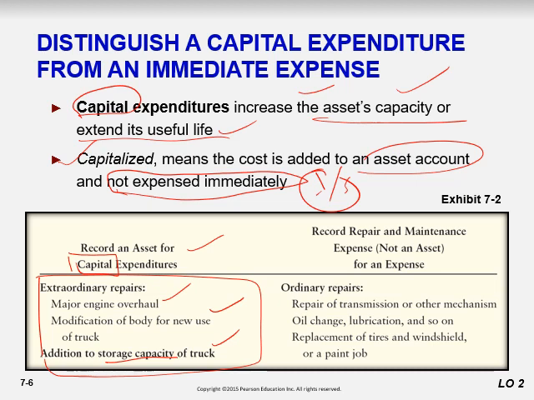And what we call the expense, which will go to the income statement, are repairs like transportation, transmission, or other mechanisms, oil change, lubrication, and so on, replacement of tire, windshield, or paint jobs, right? Their usage is for less than 1 year, or they are going to expire within 1 year of time span. Then we call this ordinary expense, and that will go to the income statement.